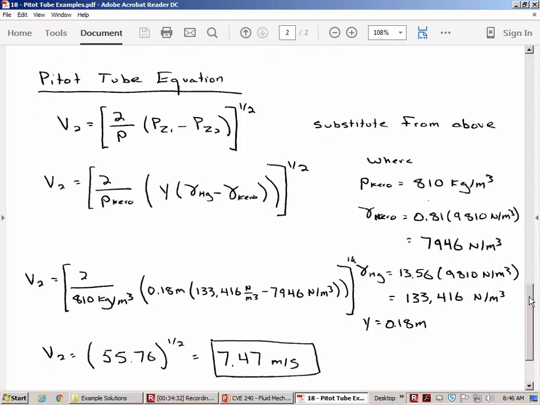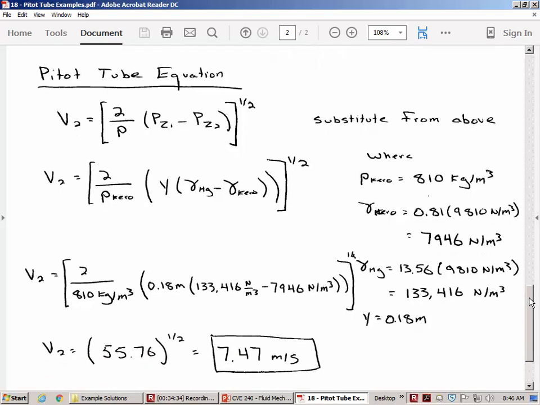equation. So here in the second part of the problem, I'm given the pitot tube equation. That's something we derived earlier in today's lecture. And so I make the substitution, this Y times the difference in the unit weights, that is what I got from the manometer equation as the difference in piezometric pressures. So then once I've made the symbolic substitution, then I make the numerical substitution. So here's the difference in the unit weights, here's the deflection of 0.18 meters, and it gives me 7.47 meters per second as the velocity.